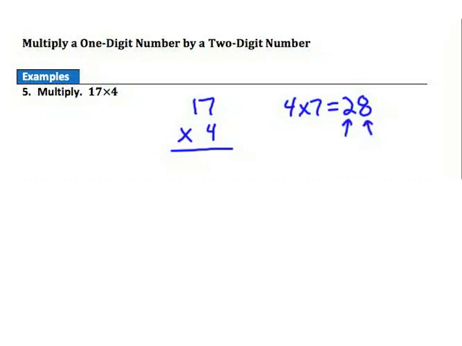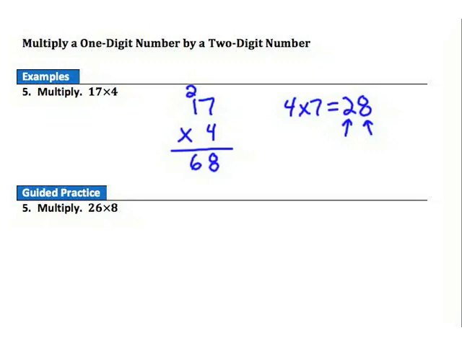But I also get an answer with a digit that is in the tens place. So what I'm going to do is write the digit in the ones place and carry the 2 over to the tens place. Now I'm going to take 4 times 1, which gives me 4, plus the 2 that I carried gives me 6. So I get an answer of 68.